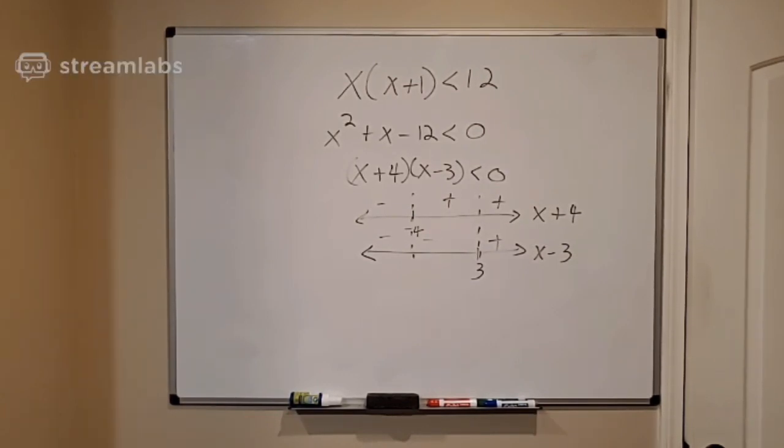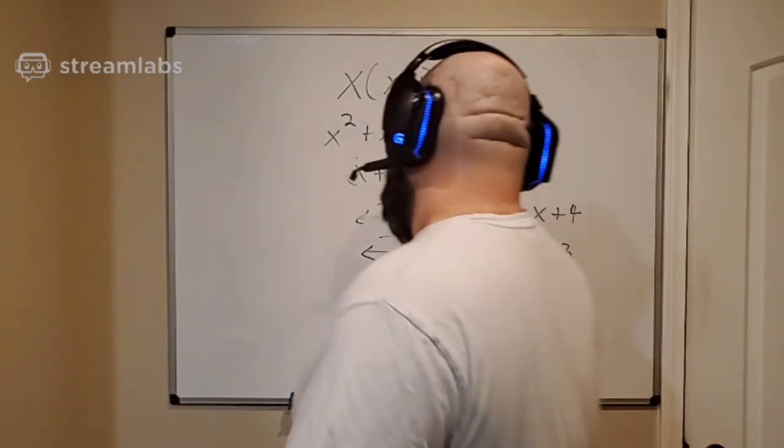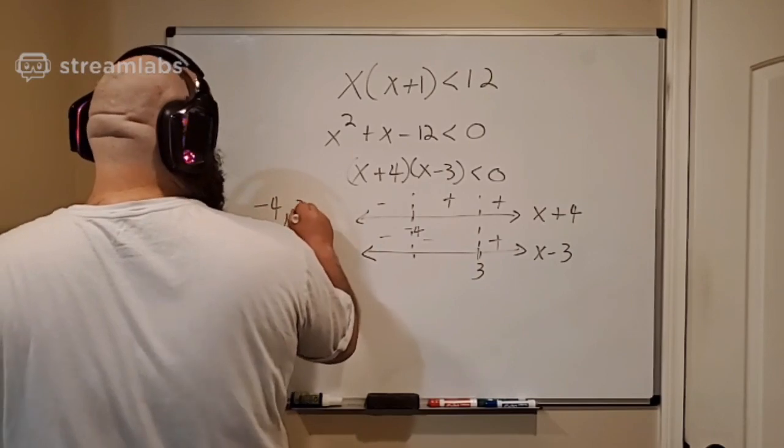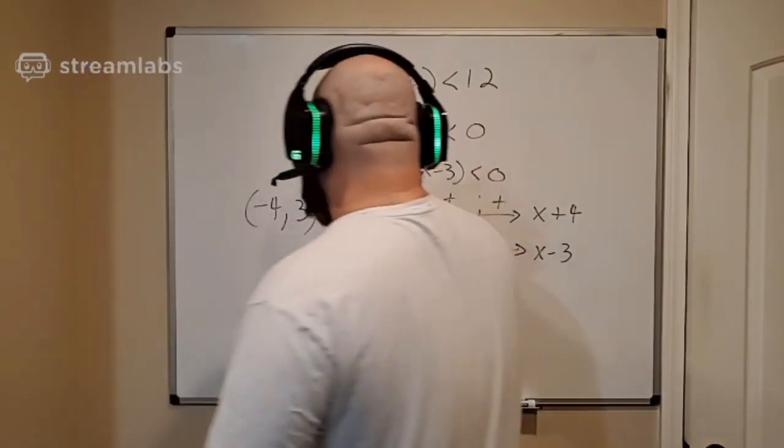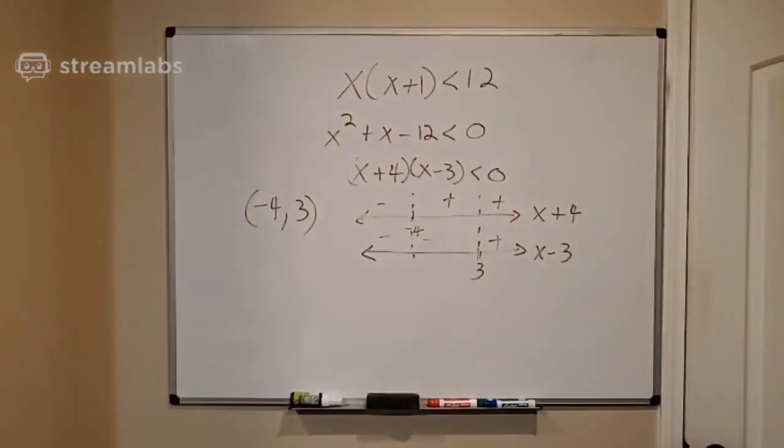So your answer here would have been from negative 4 to 3. It is not equal to 0, so it's a parenthesis on both. And no, that's not an ordered pair, that's an interval. Okay, so anytime you come across a complicated inequality, you want to do a number line analysis just like we do with our derivatives. Okay, any other questions on that one?